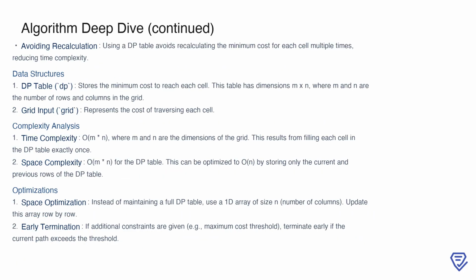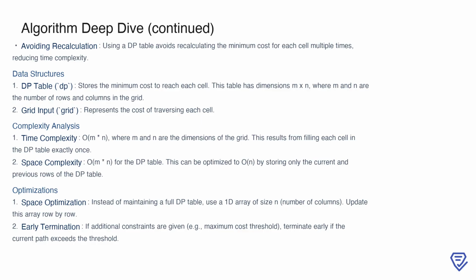This approach avoids redundant calculations by leveraging a DP table, where each cell is computed only once. The overlapping subproblems, like the repeated calculation of costs for shared paths, are resolved by storing intermediate results in the table. This ensures an efficient solution.